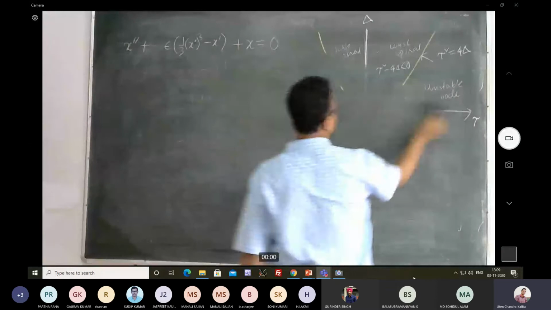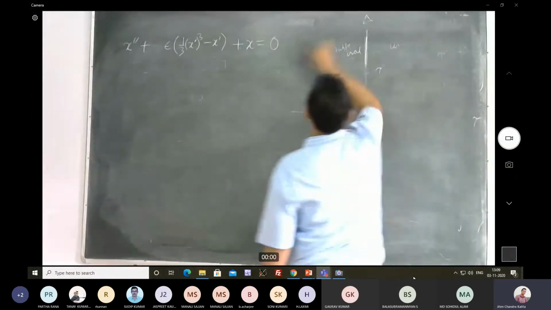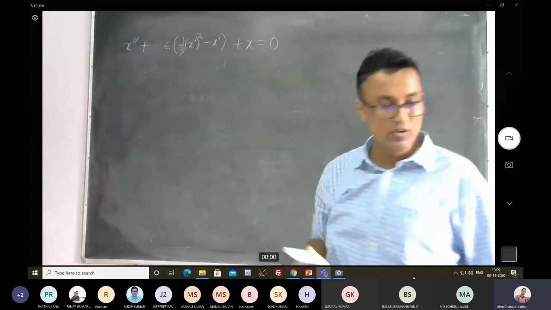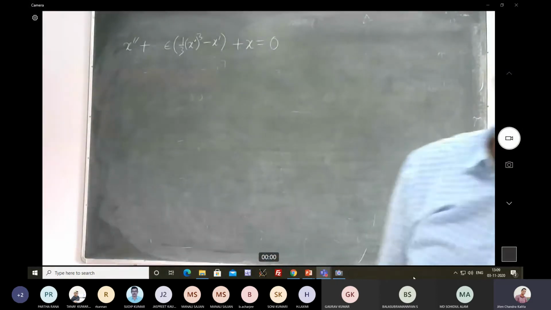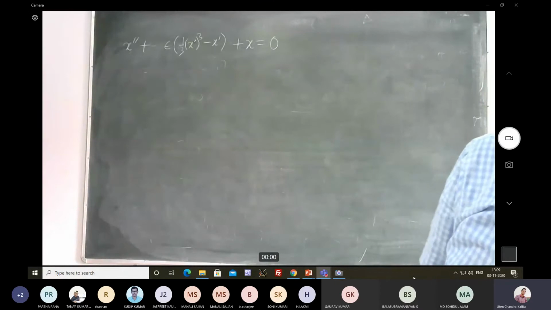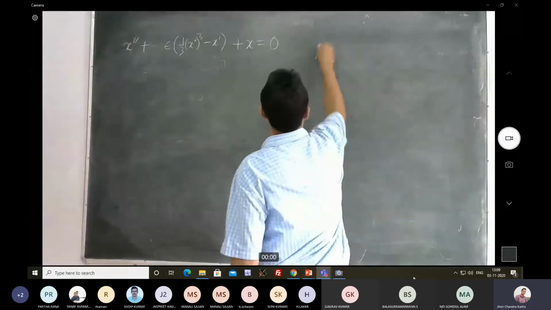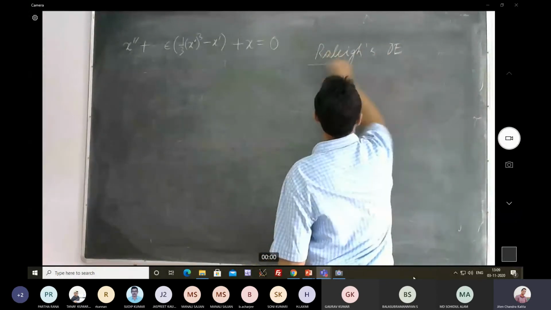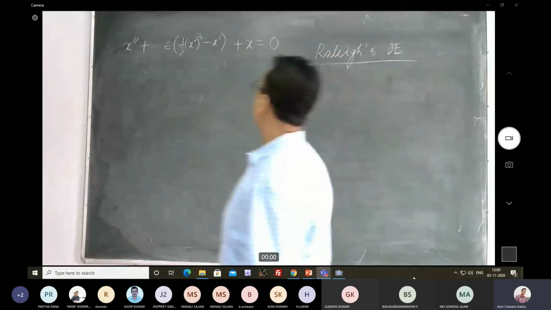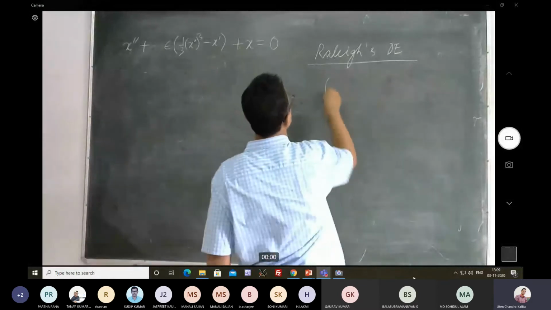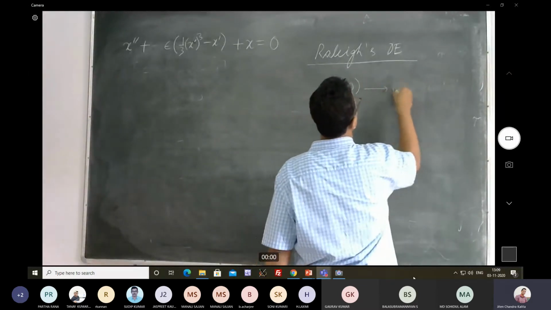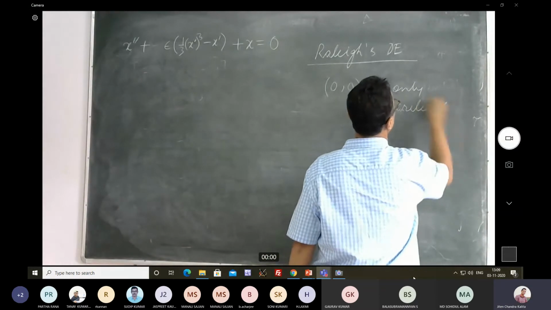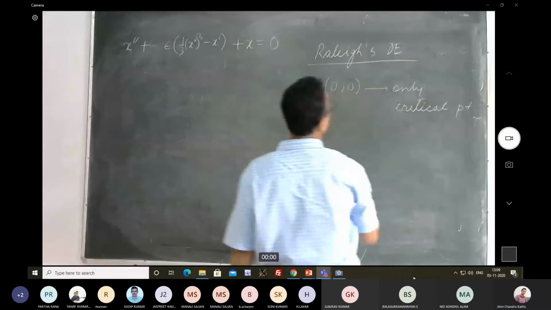See, don't be afraid by looking at this second order equation. What we are going to do is convert it into a first order one. This is called Rayleigh's differential equation. The first thing you have to show is that 0, 0 is the only critical point.